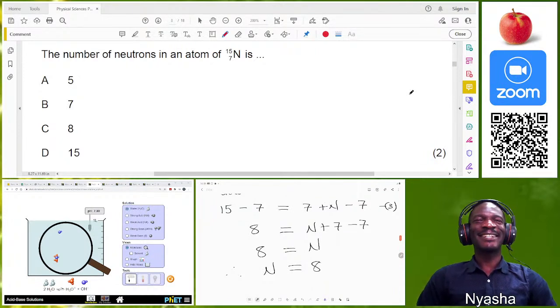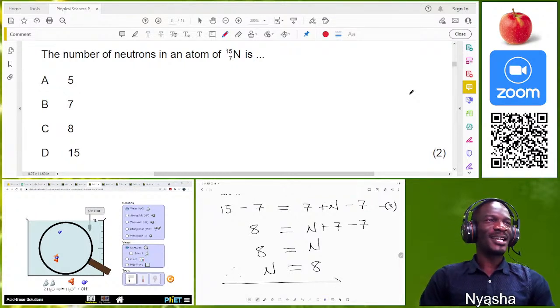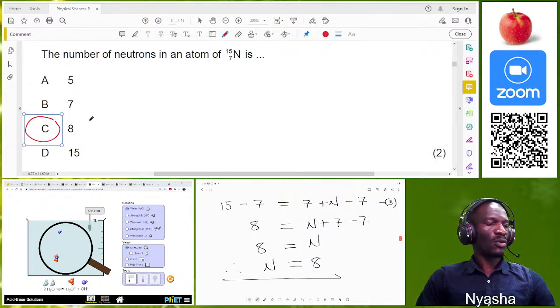of nitrogen. So I want you to tell me the name of this. You can even send it onto the WhatsApp chat, maybe later or maybe next week, since it's already weekend now. Okay, so that's the number, and our answer is therefore C.